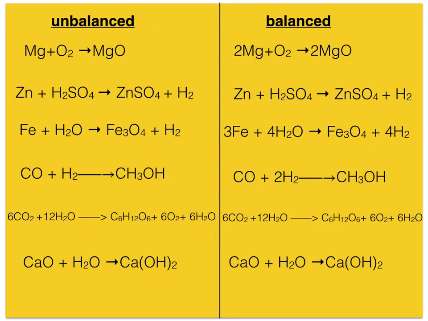Similarly, there are more examples. You can have a look at it. And one important thing is that 2 with Mg and 2 with MgO is representing a coefficient. 2 here is a coefficient. You must have studied this in maths, what are coefficients and variables. Hope it was easy to understand.